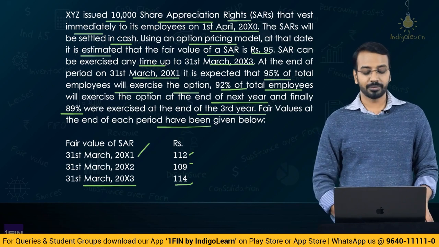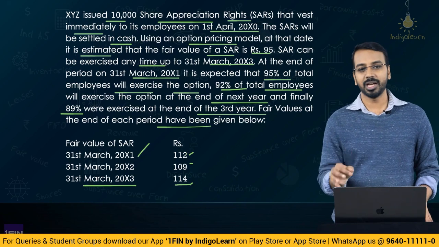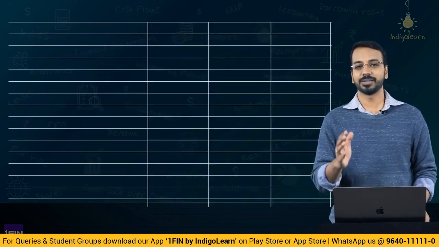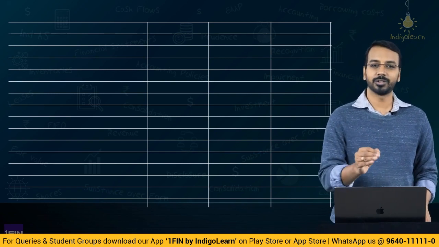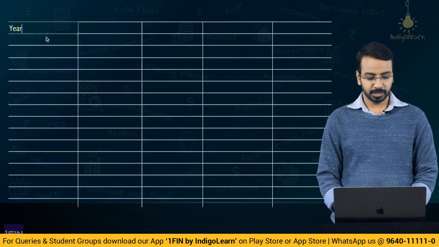So what are we required to do? We are required to calculate the expense for each year, and we are required to journalize the entries. Now again, this is a simple question. We just need to approach it logically and see how we will account for the cash based payment. So let's put the years here.